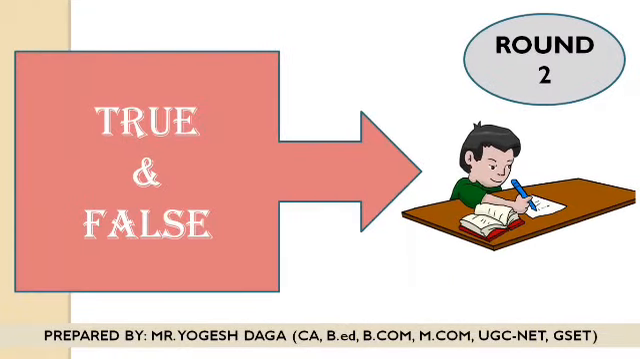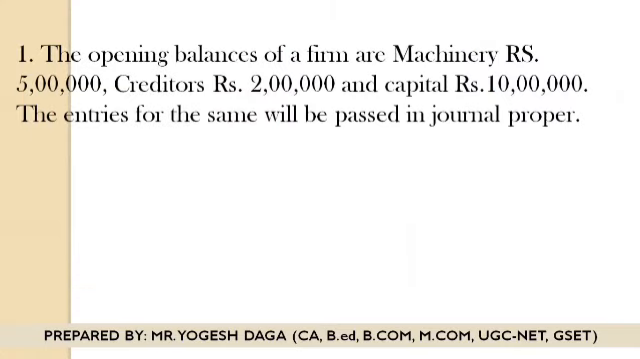So round number 2, true and false. Here goes the first question. The opening balance of the firm are machinery rupees 5 lakh, creditors rupees 2 lakh, and capital rupees 10 lakh. The entries for the same will be passed in the general proper. So students, you are required to guess whether it is a true or false statement. Again, I am repeating, we are having an opening balance for the machinery, creditors and capital. So here they are saying that these entries for the same are to be passed in the general proper.